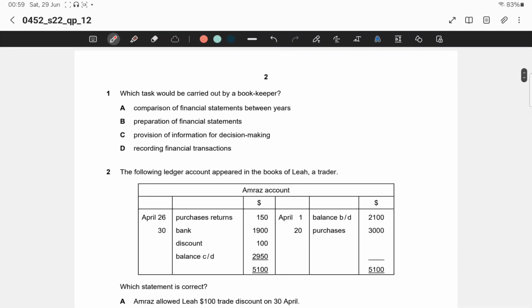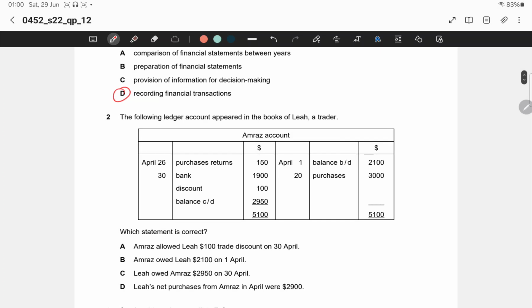Which tasks will be carried out by a bookkeeper? When you see the word bookkeeping, bookkeeper, their work is only to record. Remember that their work is only to record. Accounting does everything, from the process of identifying, recording, analyzing, interpreting, to preparing financial statements. If we're talking about the whole process, that is the work of accounting. So just remember, when you see the word bookkeeping, always find the keyword record. This is a very famous question. So the answer is recording financial transactions.